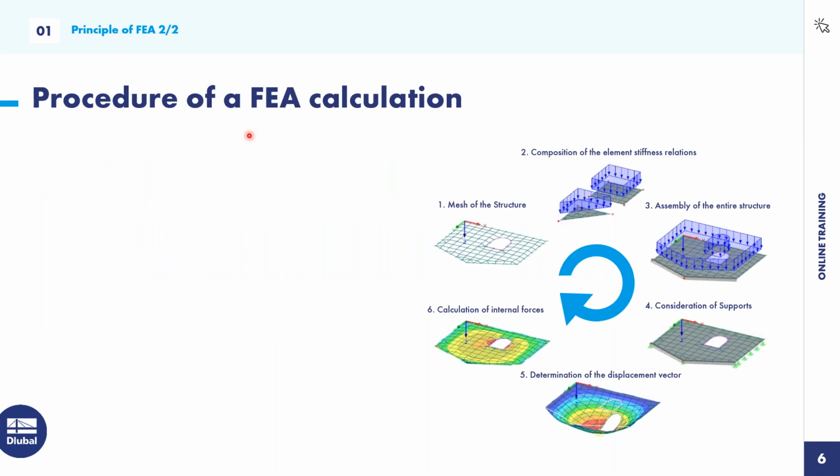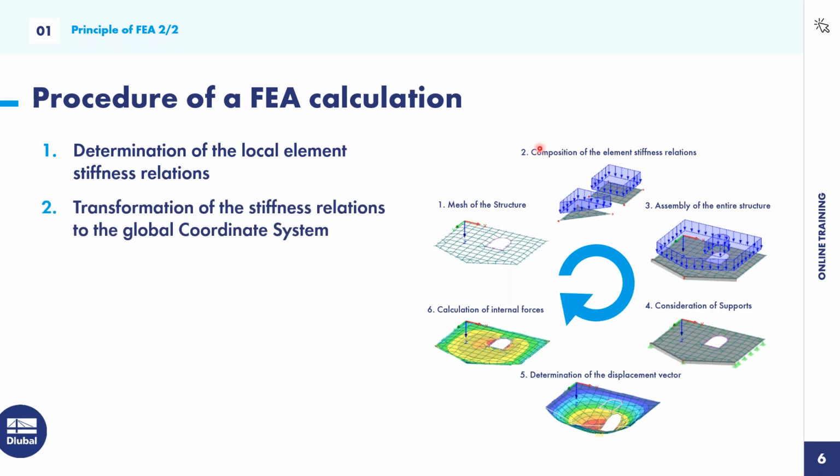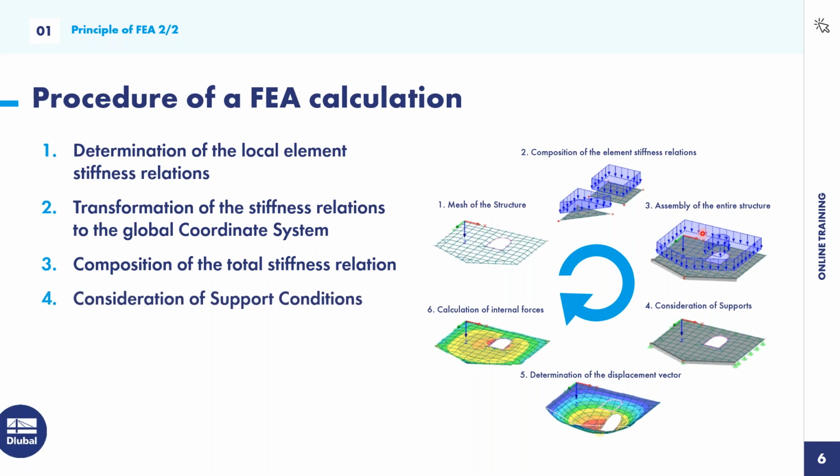So how does the procedure of a FEA calculation look? First of all, you determine the stiffness relations at local elements. So you do a mesh of the whole structure, and then you transform the local stiffness relations to the global coordinate system, and then you assemble or compose the total stiffness relations for the entire structure. And then you also have to consider some boundary conditions, in this case, supports or hinges or something like that.